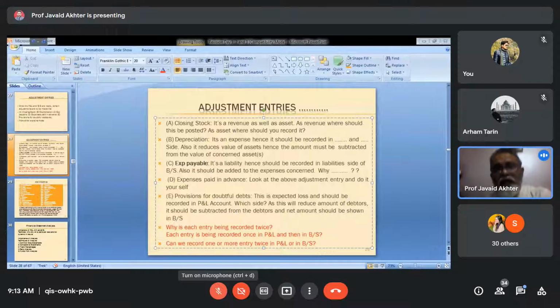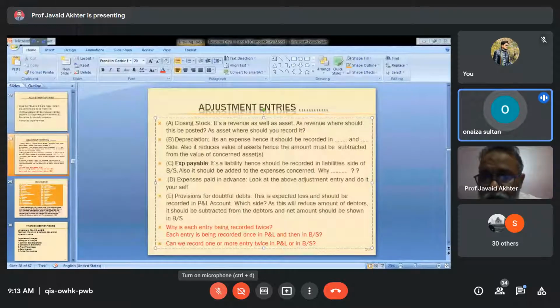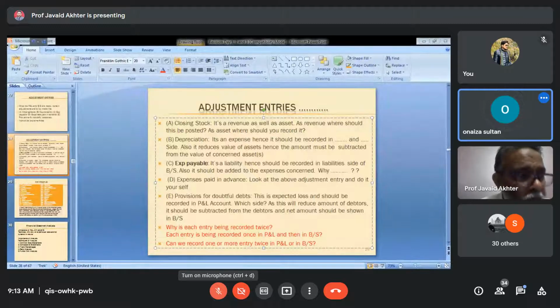My question is, the rent has not been paid. Why are we adding it to our expenses? Sir, because value benefit has already been taken. Okay, then maybe the matching concept, sir.